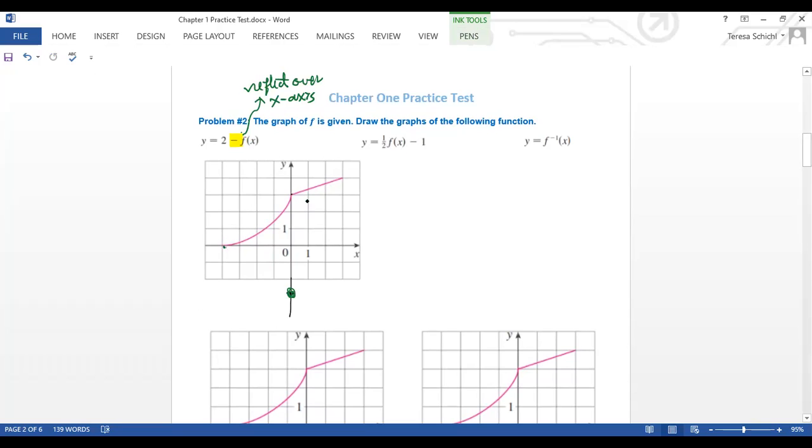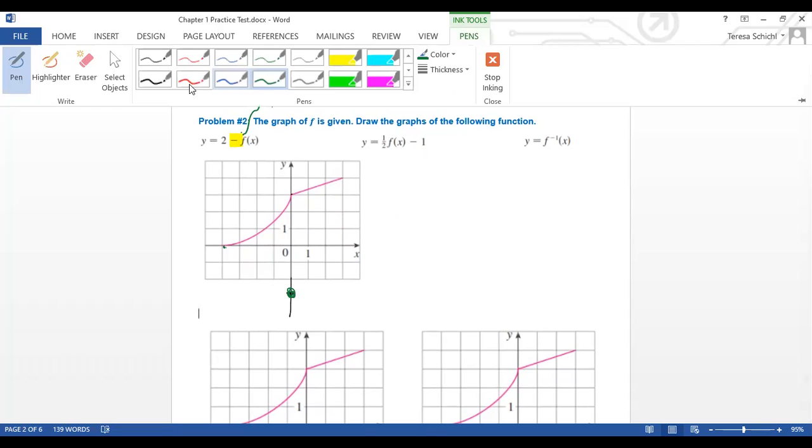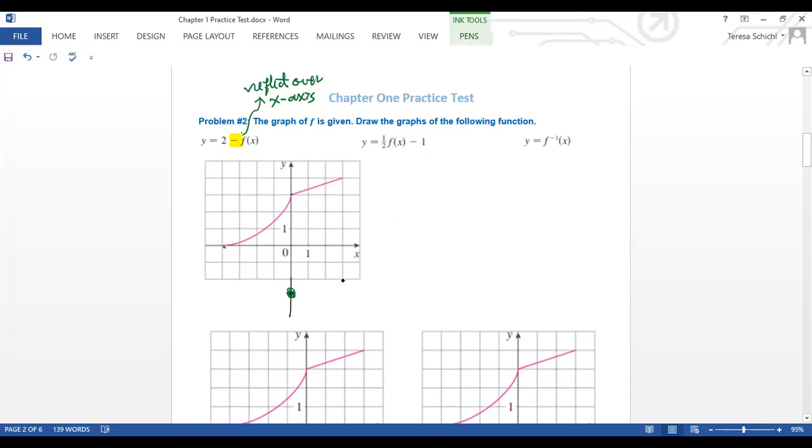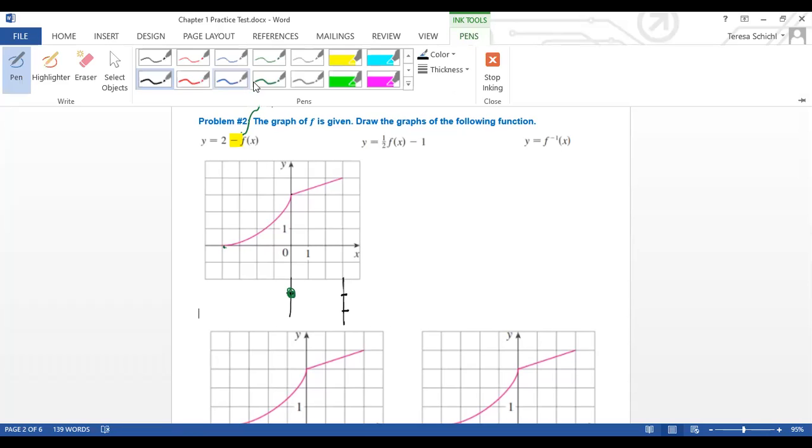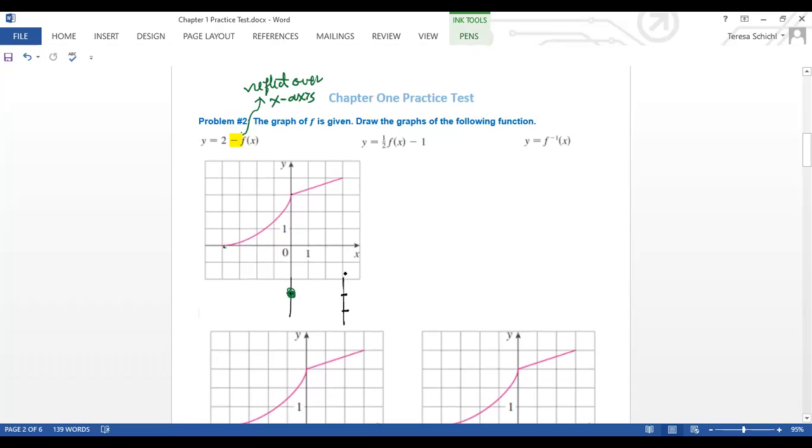Okay, so now this point here, this is 1, 2, 3, 4, right? So that means I'm going to reflect it and go down here. So I'm going to extend this a little bit. So that means 1, 2, 3, 4. So it's 1, 2, 3, 4. This one is going to go down here.